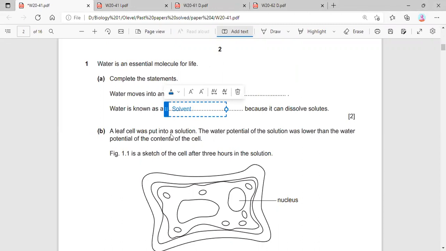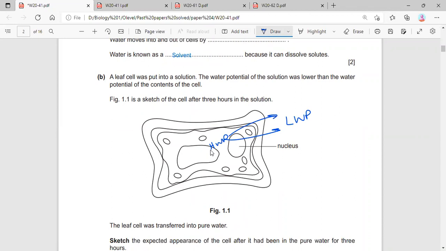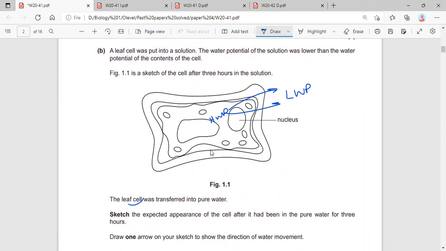Okay. A leaf cell was put into solution. The water potential of the solution was lower than the water potential of the contents of the cell. Water potential of the solution, which means that outside the cell has lower water potential than inside the cell. Figure 1.1 is a sketch of the cell after 3 hours. Again, since outside was low water potential and inside was high water potential, water will move out of the cells by osmosis. And then he told me the leaf cell was then transferred into pure water.